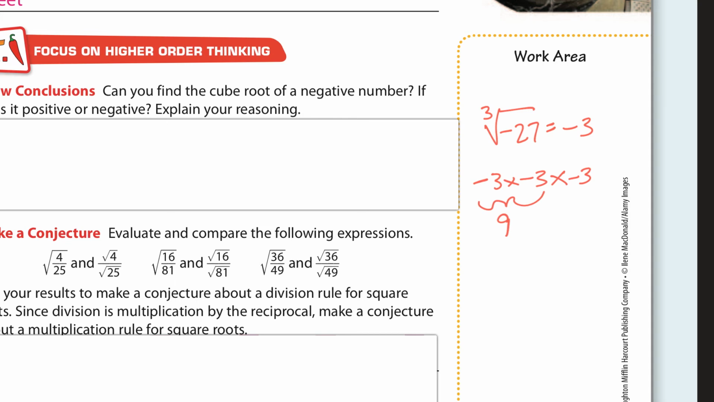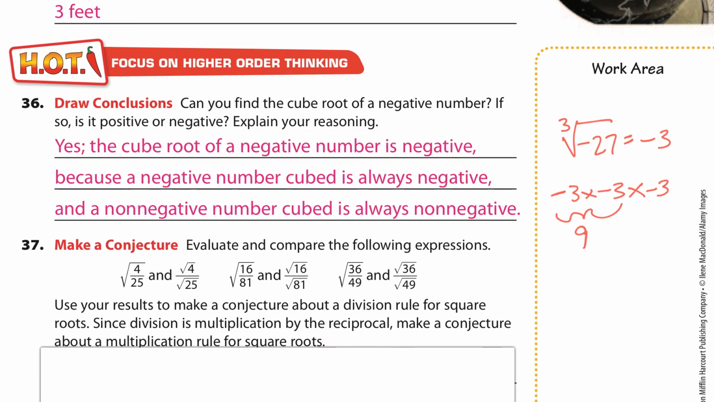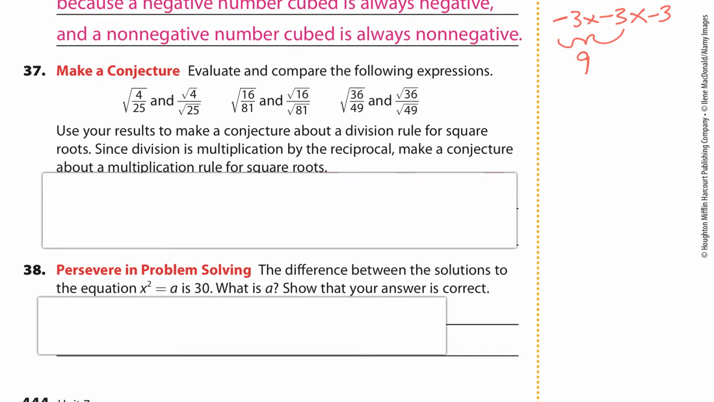And what the publisher has to say is this: yes, the cube root of a negative number is negative because a negative number cubed is always negative. And a non-negative number, like a positive number, cubed is always non-negative. When they say non-negative, they mean positive. So a positive number cubed is always positive.